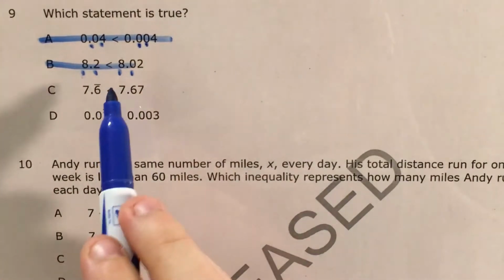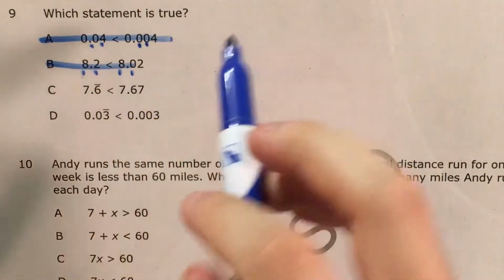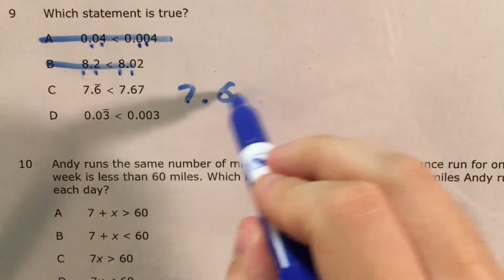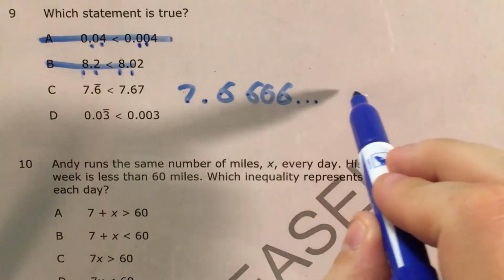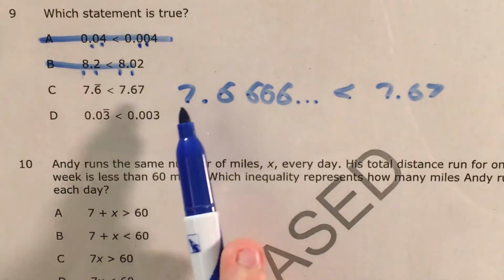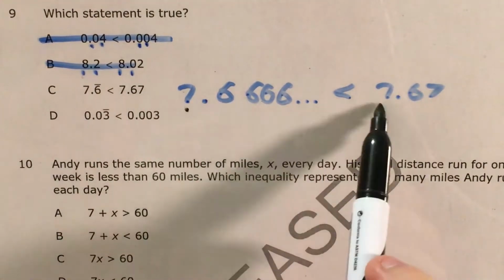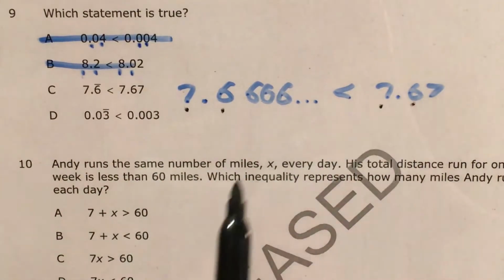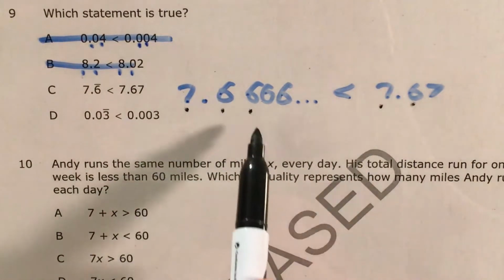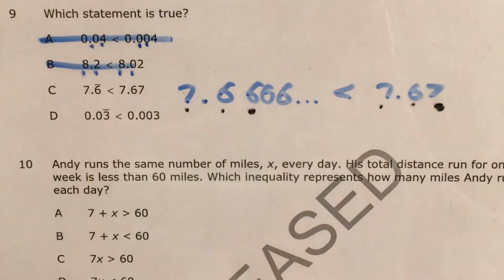Now for C, we come to this idea of bar notation, where we see a line over one of the numbers inside a decimal, and we tell ourselves, okay, that means that this is repeating itself over and over again. So what I'm really testing is: is it true that 7.6666 and so on is less than 7.67? So if I'm going to compare, I look at my ones place, they're the same. Tenths place are the same. Hundredths place, now we get one where my left hundredths place is smaller than my right hundredths place.